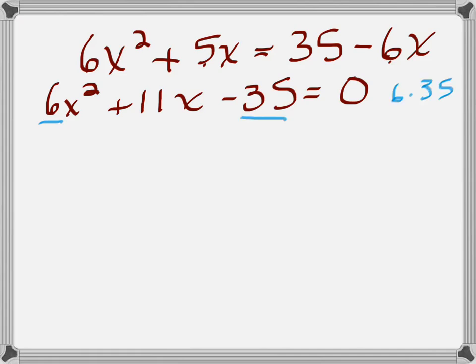Then we do the process as before. We multiply the 6 times 35. And then we're going to try to find, when we multiply these, we get the value 6 times 35, but when we subtract them, we get 11. So we're going to use the same procedure we did earlier.